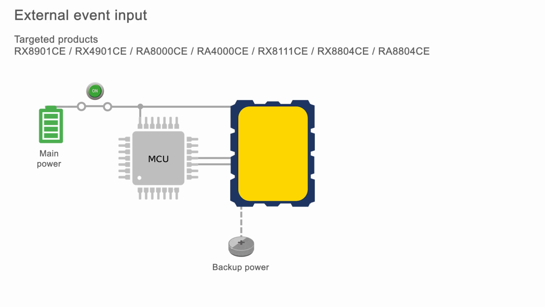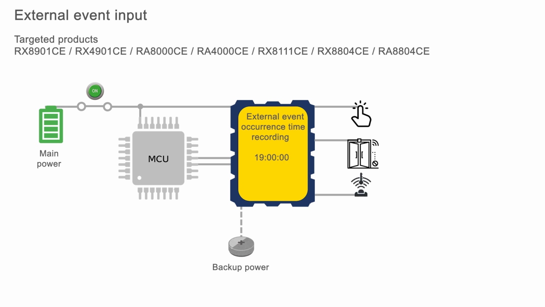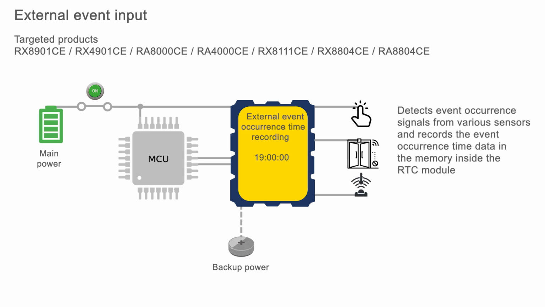RTCs with an external event input terminal can detect the occurrence of an external event, and record the time data of that event in the RTC module's internal memory. The diagram shows an example of an RX8901CE with 3 external event input terminals.